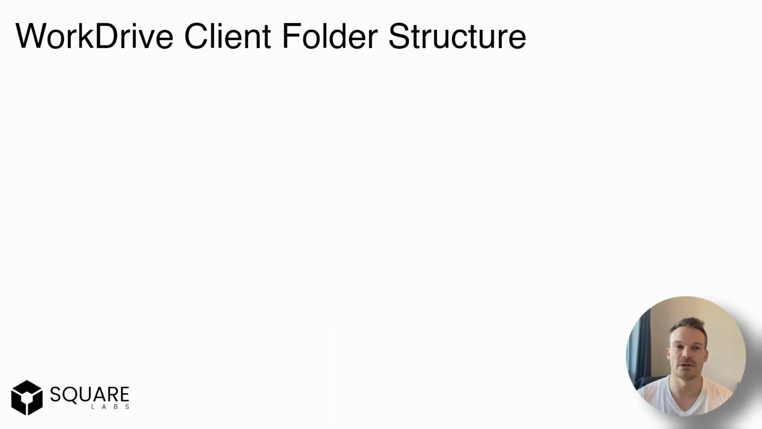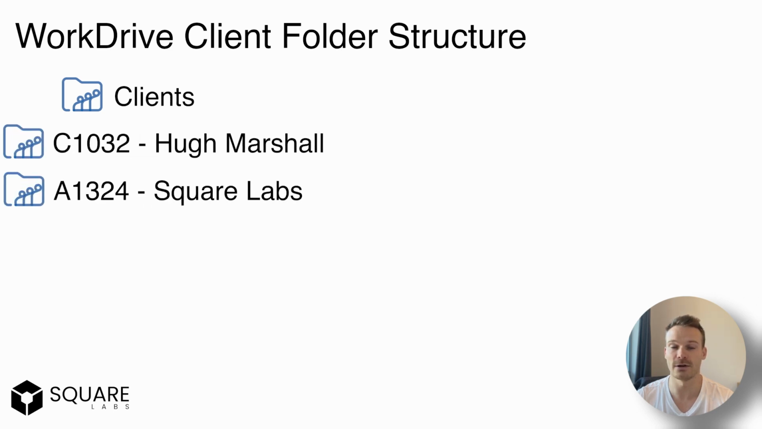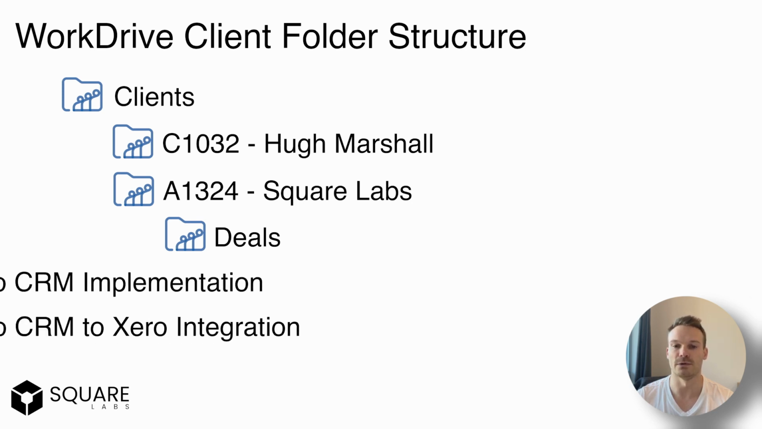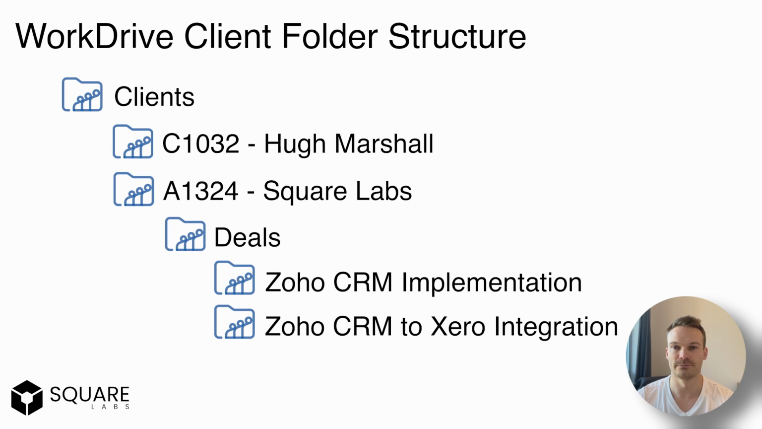So we're going to have a central clients folder, which is a team folder in Zoho WorkDrive. Now inside that folder is going to have all of our individual client folders. So we can have a contact if they're the client, or we can have an account if they're the client. Inside there, we're going to have a deals folder. Now this is going to house all of the individual deals that that client has. So you can have multiple deals inside that folder. Let's get into it and I'll show you how to do it.